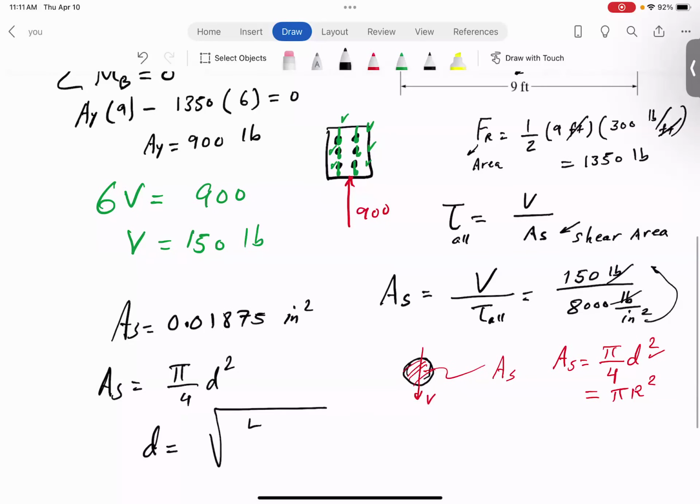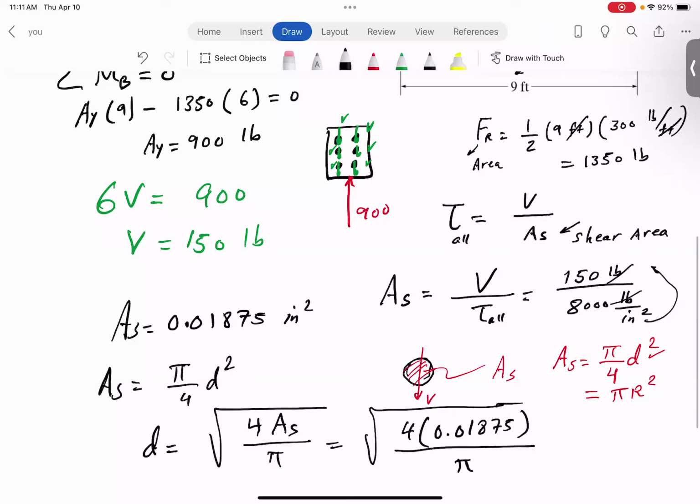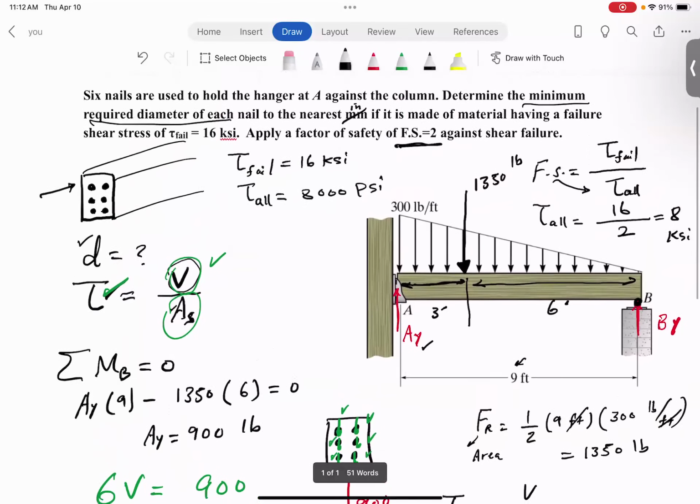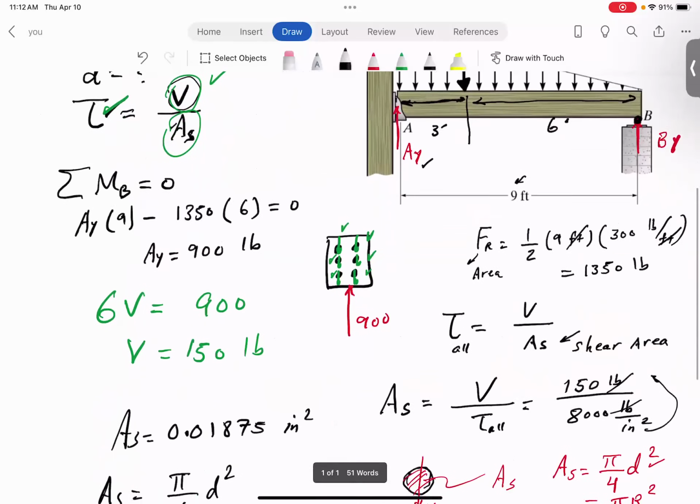So diameter becomes the square root of 4 times AS divided by pi. So square root of 4 times 0.01875 inches squared divided by pi. Remember, the unit is inches squared inside the radical. Let's say it should be about 0.1545 inches. So at minimum, you need a diameter of 0.1545 inches. So very simple problem combining the concept of statics, factor of safety, and the basic definition of shear stress.